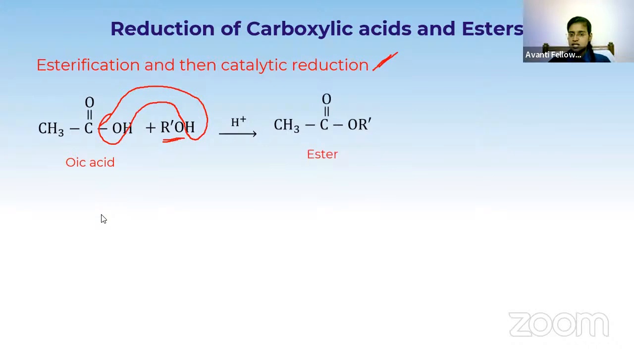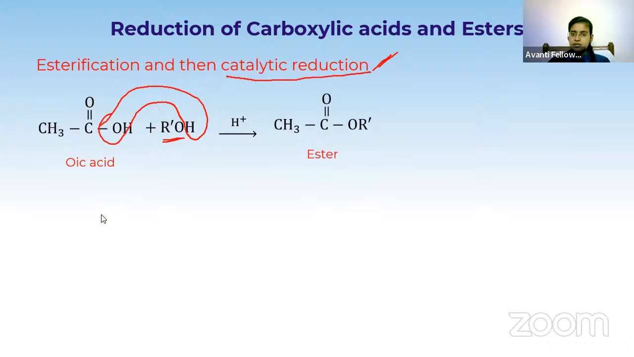And this is ester. So what I have done, from the carboxylic acid, using one alcohol and H plus, I have prepared the ester. Now this process is called esterification. Preparation of ester is called esterification. Then what I have to do?